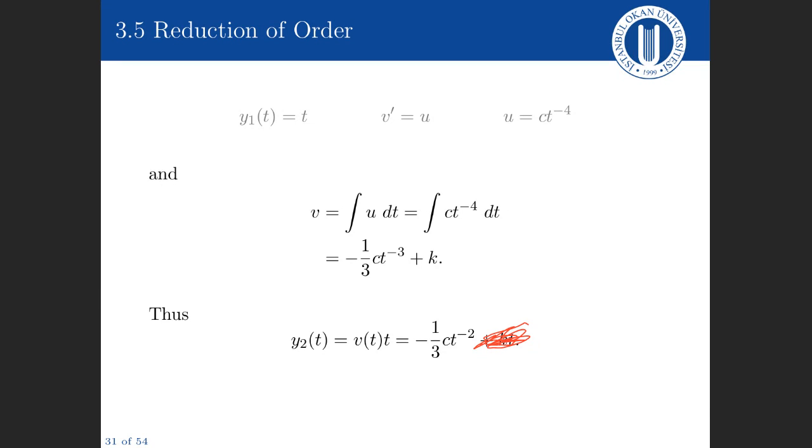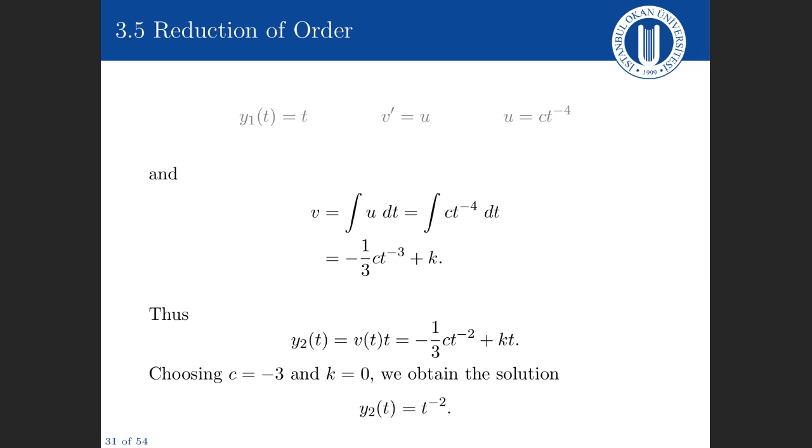Then we have minus 1/3 c. Again, I don't want this. We'll choose the correct value of c to get rid of this. And the function that we want will be t to the power of minus 2. So what we're going to do is choose c is minus 3, and choose k is 0. And we'll get the solution that we want: y2 is t to the power of minus 2.